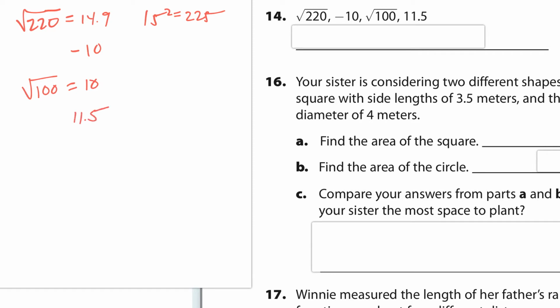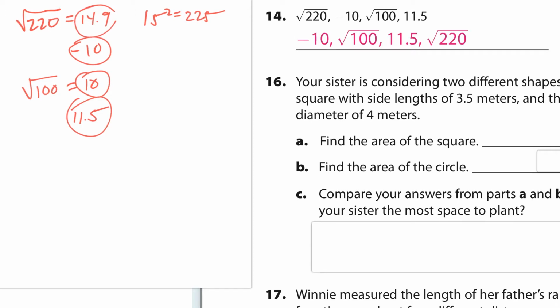So the smallest is negative 10. That's the smallest, negative 10. And then we have 10, so this one would be the next one. And then 11.5 and then 14.9. Those are the four numbers. And let's see what we got. Negative 10 and then square root of 100, which was 10. Yeah, okay. And then 11.5, I said, was the next one. And square root of 220 was 14.9.